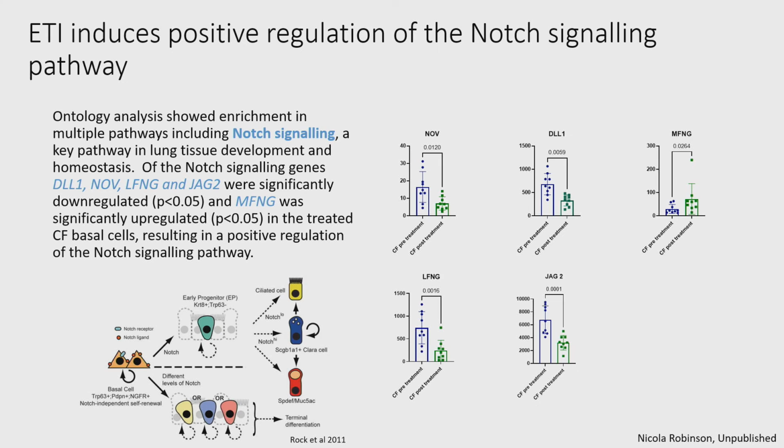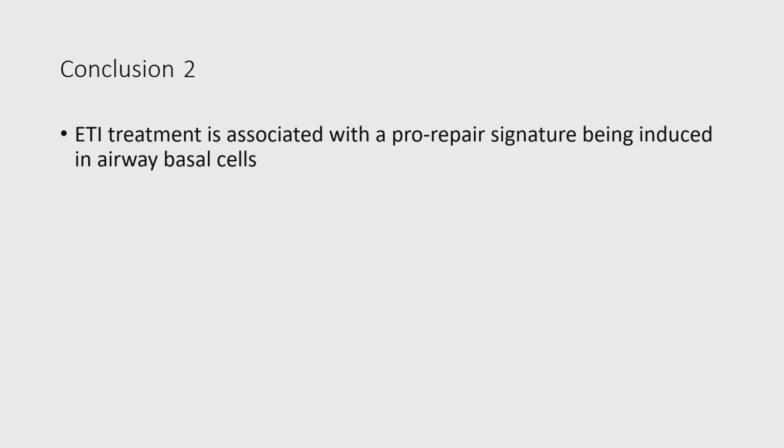And here Nicola has just shown some validation data of these genes that were differentially expressed. And we think that this differential expression is now showing us a potential pro-repair signal in the CF basal cell after treatment. So, conclusion number 2 is that ETI treatment is associated with a pro-repair signature being induced in airway basal cells. And that might be a primary effect of the CFTR modulation in these cells themselves, or it might be something to do with the environment the cells came from.